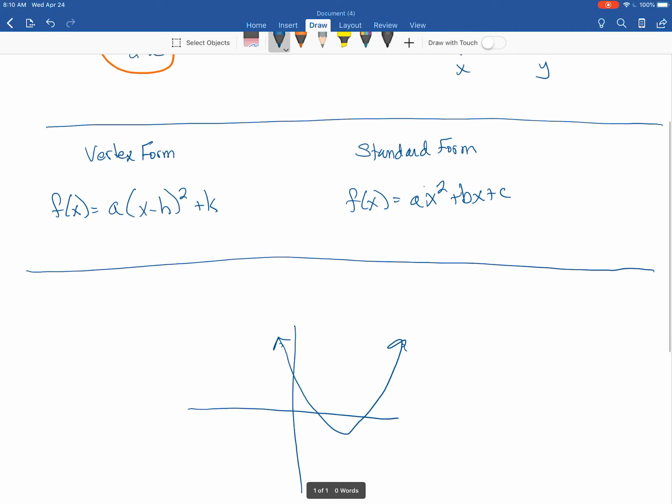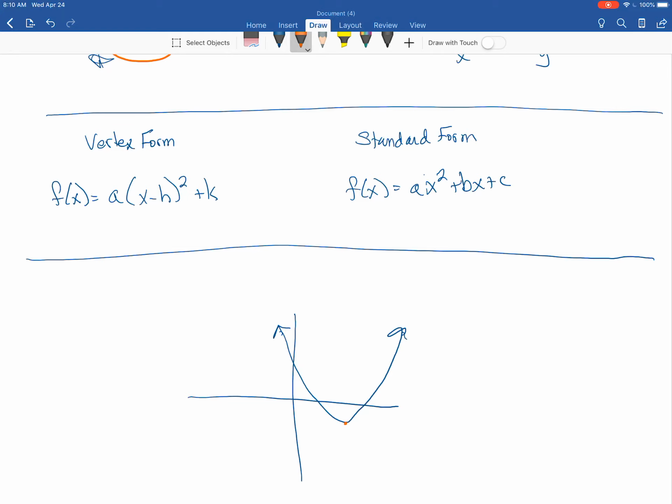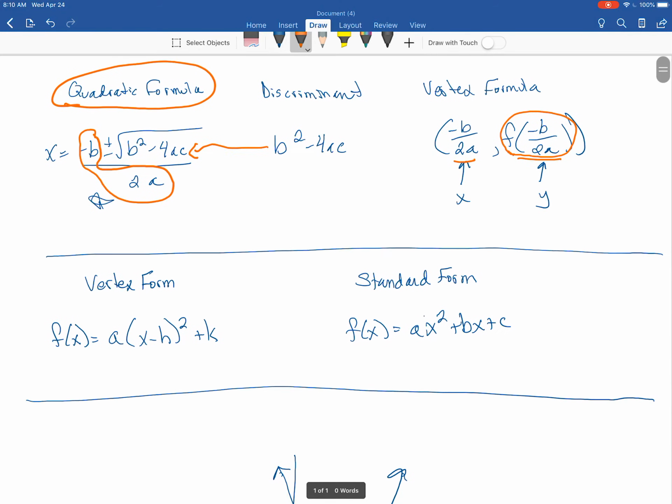Now, what the vertex finds, so when you find this negative b over 2a part here, that finds the x value, and then all this notation over here means is, okay, now sub that x value in to find its corresponding y. You're finding the point, that's the vertex. So you're finding this point right here. That's your vertex. Okay, that finds the center value for you.